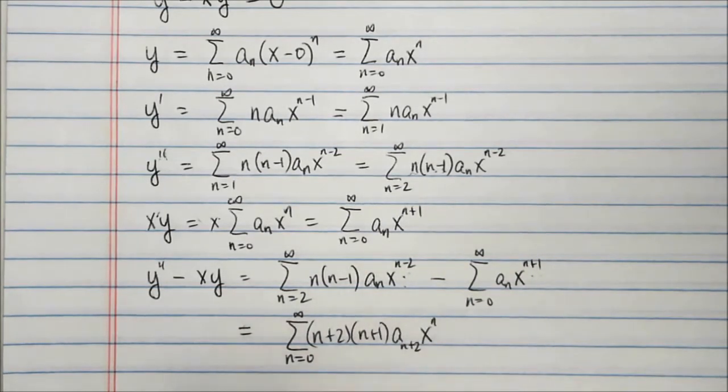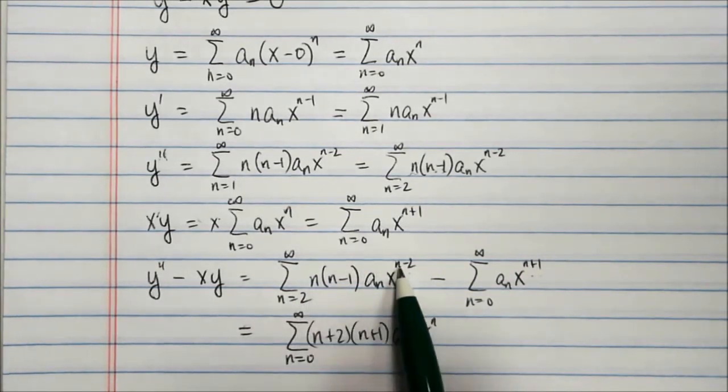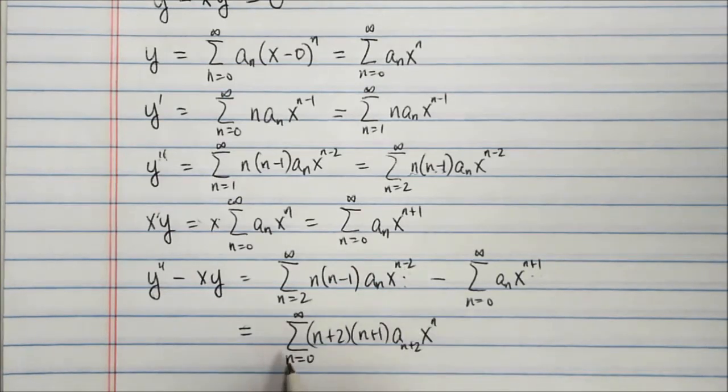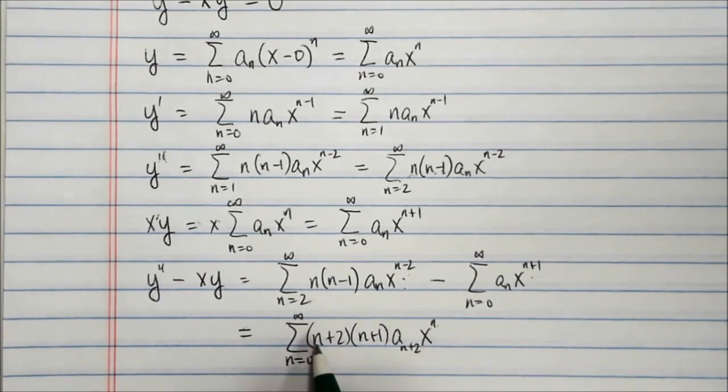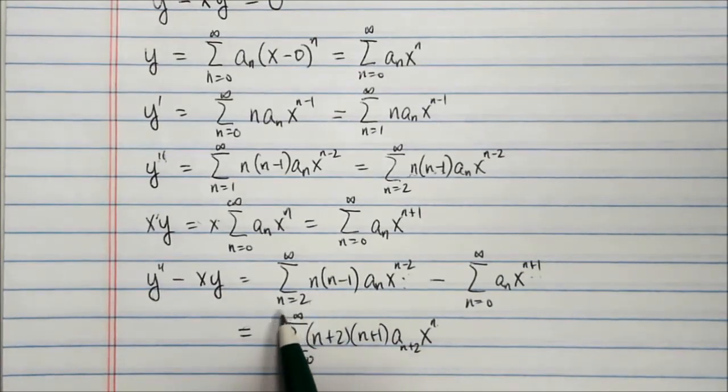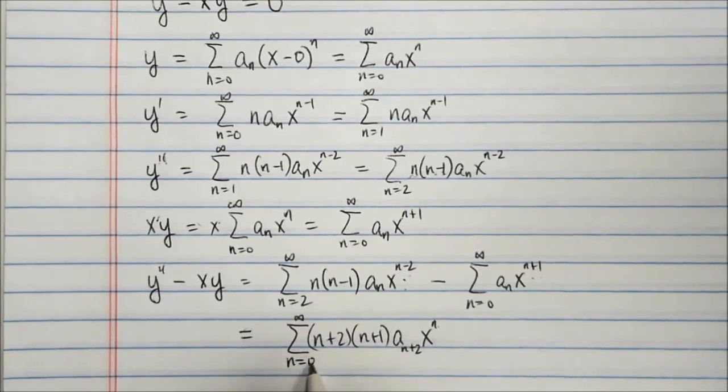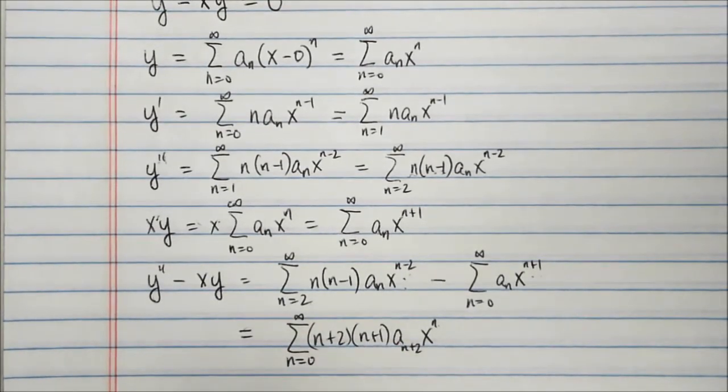Let me briefly describe why this works. If n equals 2, then I have a 2 minus 2, 0 here. If n equals 0, I have x to the 0 here. So those match. If n equals 2, then I have 2 times 1. If n equals 0, I've got 2 times 1. If n equals 2, I have a sub 2. If n equals 0, I have a sub 2. So these match up. And this can be done more slowly using a change of index.